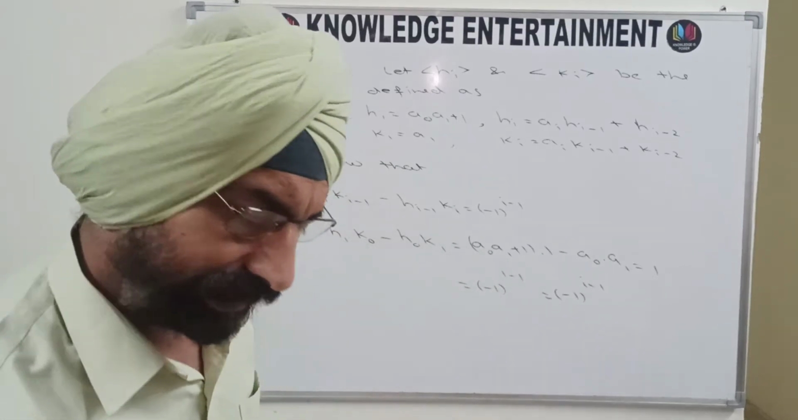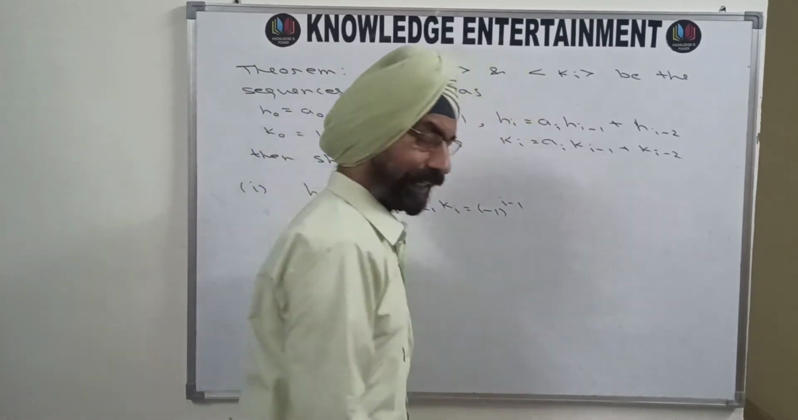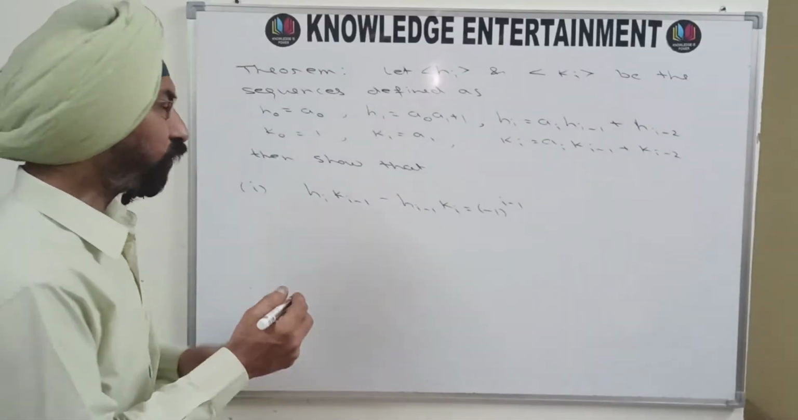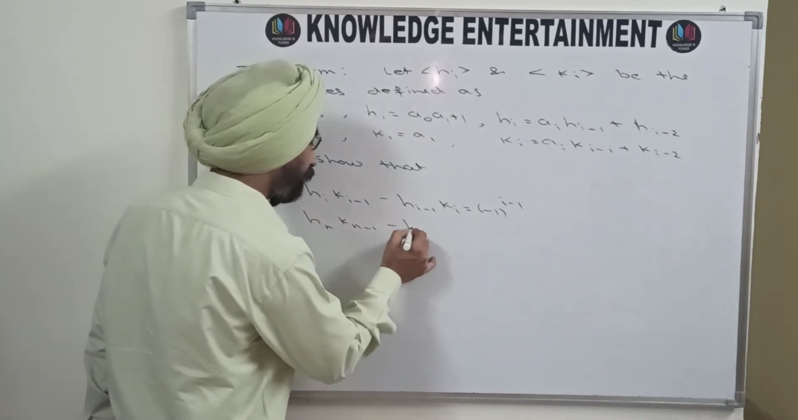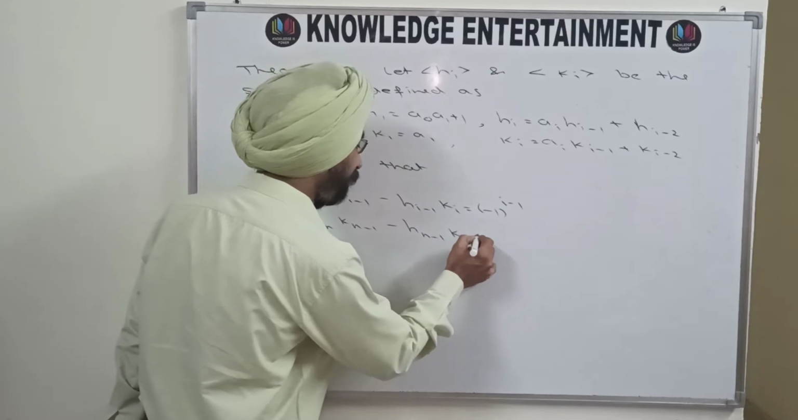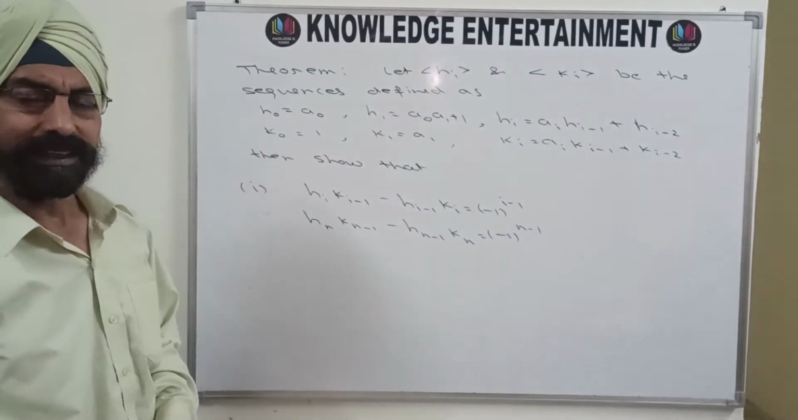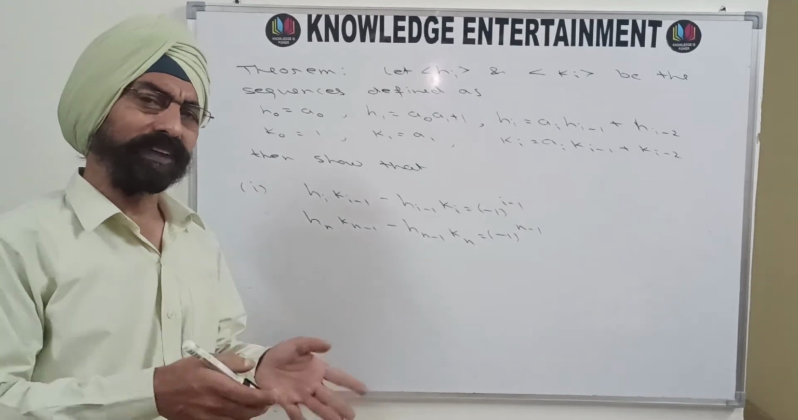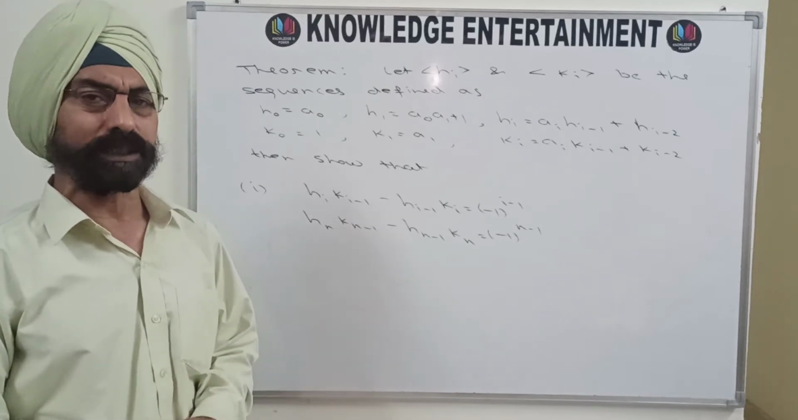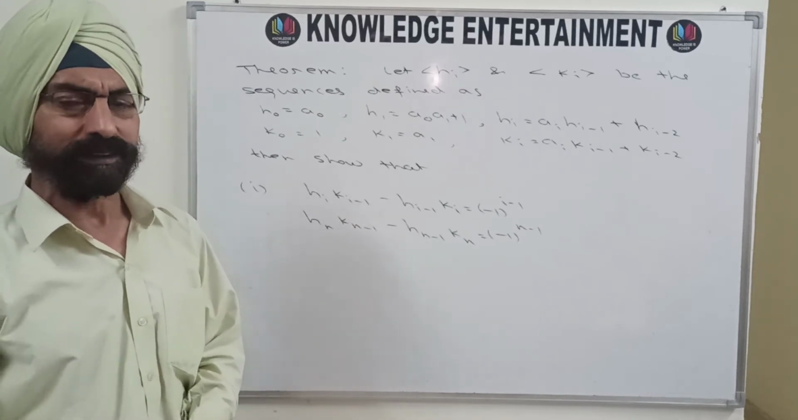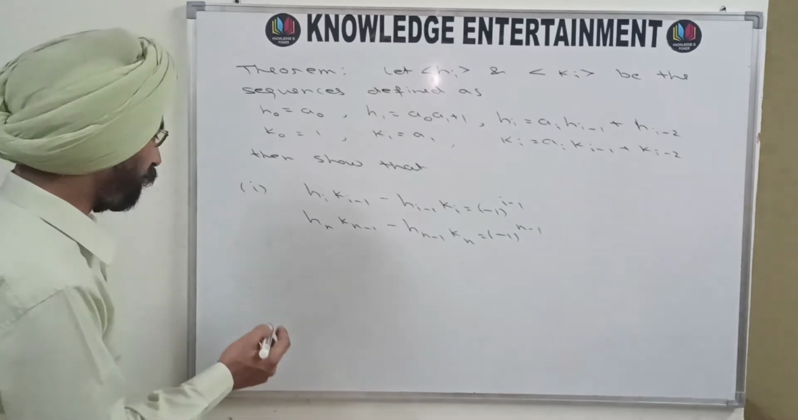Now suppose that the result is true for i equal to n. So if the result is true for i equal to n, what you will get? You will get hn kn minus 1 minus hn minus 1 kn is equal to minus 1 raised to the power n minus 1. And let us see what happens if we take i to be equal to n plus 1. If the result is true for i equal to n plus 1, the final step of the principle of mathematical induction will be over and the result will be proved. So let us see the case when i is equal to n plus 1.